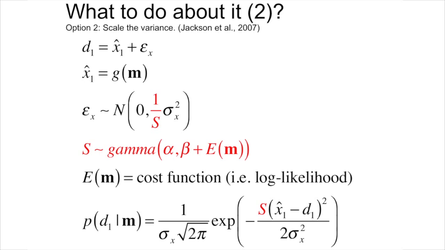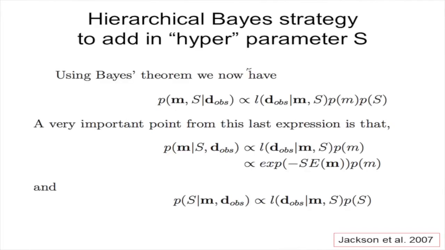So S here is a function of the model parameters. So it's referred to as a hyperparameter because of that dependency. And one needs hierarchical Bayes to solve for both the model parameters M and S when doing calibration. And so I wanted to explain a little bit about hierarchical Bayes and how we use it here to estimate both parameters M and this hyperparameter S.